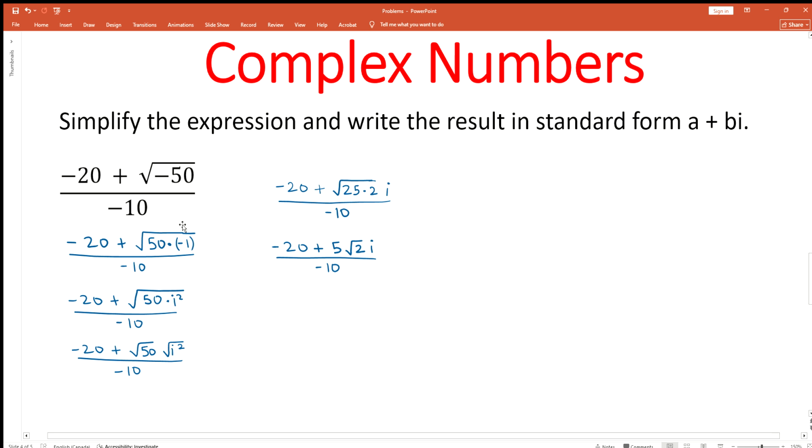Next, we can reduce the terms in this expression. We should do common factoring in the numerator. We can factor out -5 from both terms in the numerator. We want to factor out the negative with the 5 because the first term in the numerator, -20, is a negative term. So we can factor out -5 and we are left with 4 minus square root 2 i.